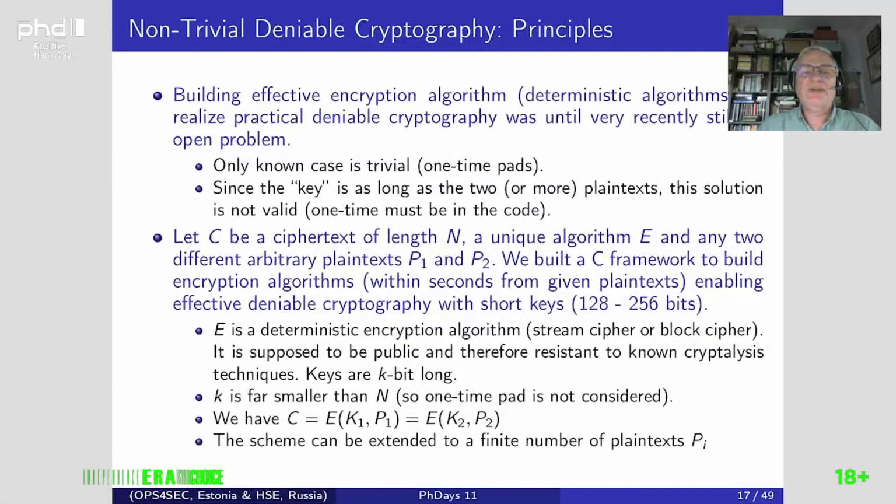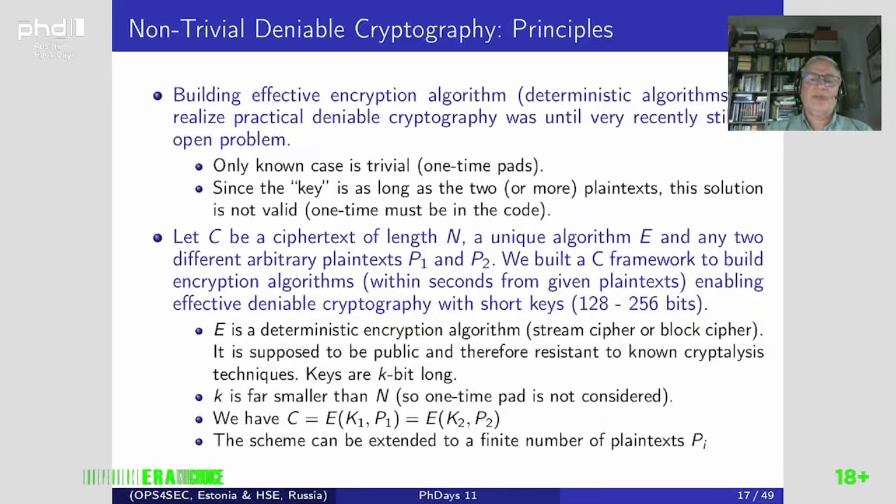But the only known case is trivial. With one-time pads, you use a random sequence as long as the plaintext, so two different random sequences for the two different plaintexts, and you XOR them bitwise. It is not possible here since you have to embed the random sequences into the malware code, and of course they will be recovered during the reverse engineering step.